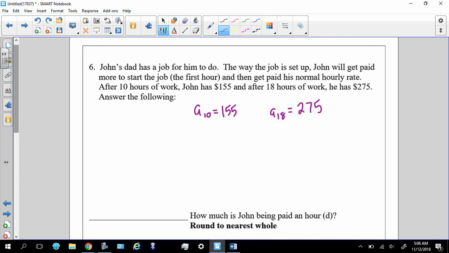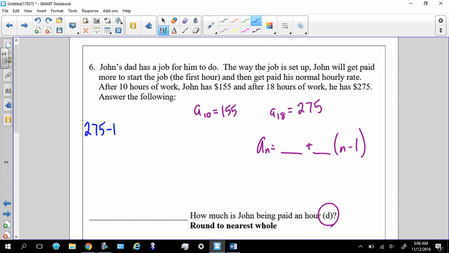Now, you might be asking, well, is this arithmetic or geometric? We'll keep reading. You're looking for your common difference, so that automatically means you're dealing with arithmetic. So that means it's A of n is equal to something plus something n minus 1. Well, remember, to find your common difference, you take your late term, which is 275, subtract your earlier term, and then you're going to divide that by 8, because the difference between 10 and 18 is 8. So your answer ends up being 15.